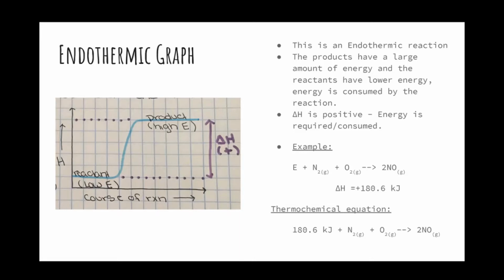Now, again, I could write this as a thermochemical equation by replacing my energy with the actual amount of kilojoules that are needed for this reaction. So again, not putting that sign in there because notice I'm putting it as a reactant, which means that energy is required. So I have 180.6 kilojoules plus 1 mole of nitrogen plus 1 mole of oxygen will produce 2 moles of nitrogen monoxide. And so those are the differences between those endothermic and exothermic graphs. And you can use those to understand how much energy is released.